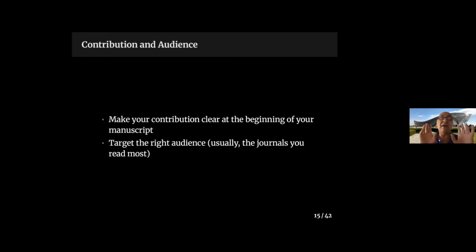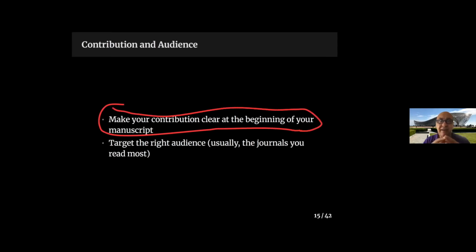That's a brilliant first paragraph of your paper. Then the review of the literature, etc. But make your contribution clear at the beginning of your paper. Don't expect the reader, the reviewer, to dig, to look for your contribution. That's not the work of the reviewer. And target the right audience. What's the right audience? Usually the papers that you read most. So if your favorite journal is IEEE Geoscience and Remote Sensing Letters, aim at that journal. That would be a very good shot.